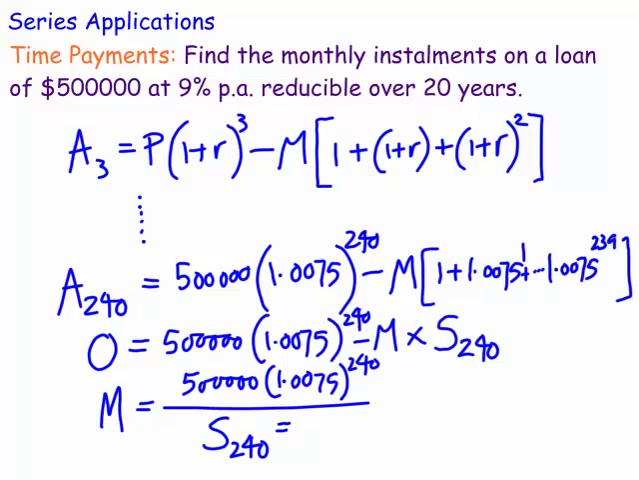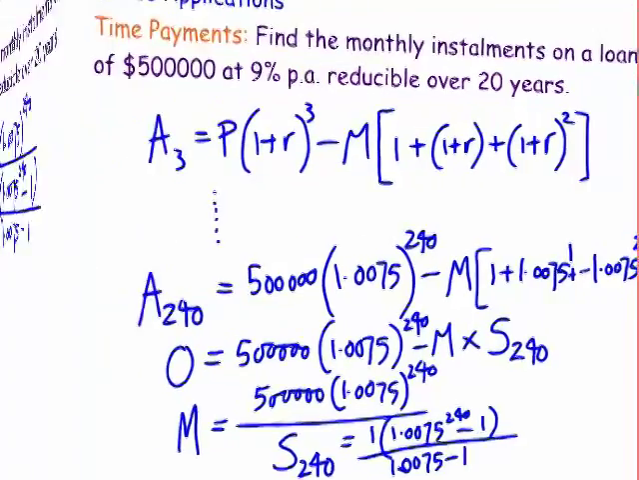Here I just wrote on the bottom, it's actually the first term, and the first term is a 1, times 1.0075 to the power 240 minus 1, all over 1.0075 minus 1. That's what's in the denominator, and we need to actually use the calculator to try and work out what this is.